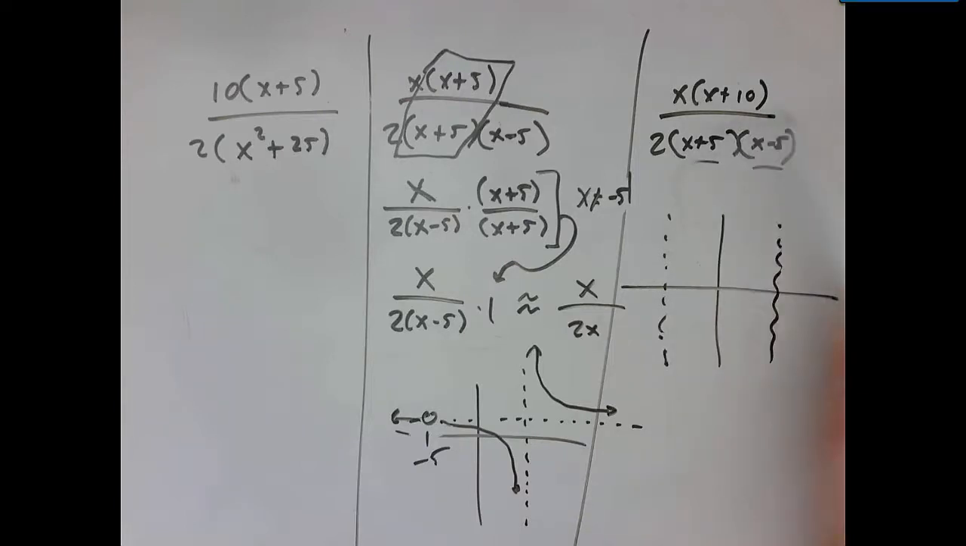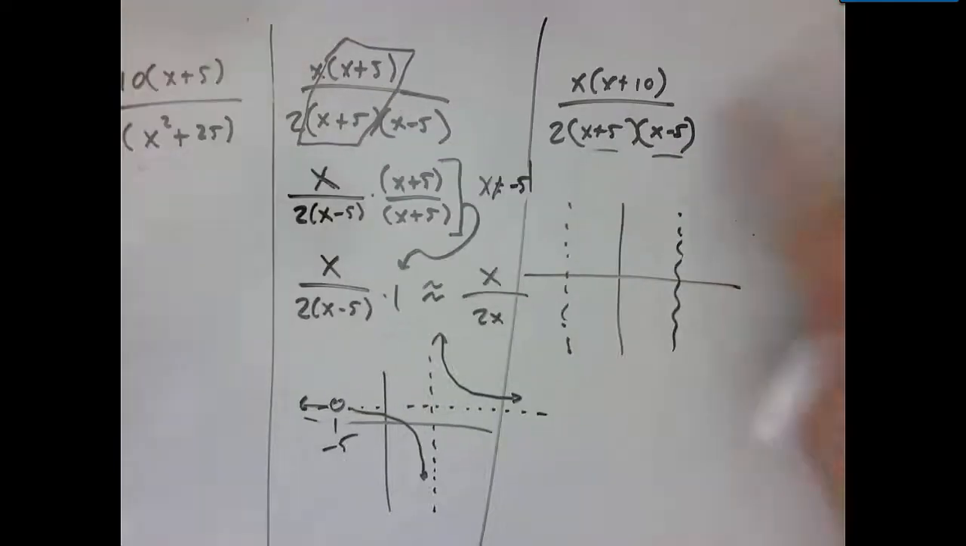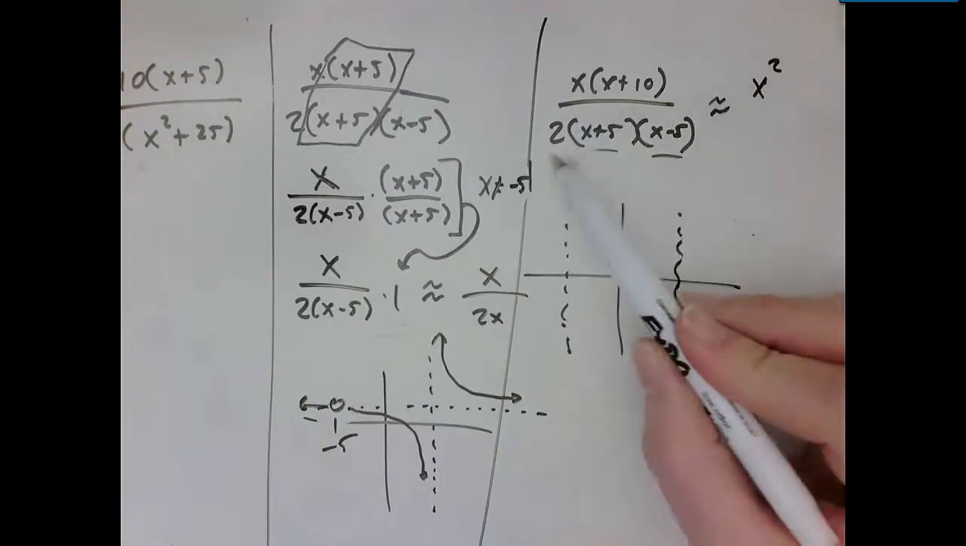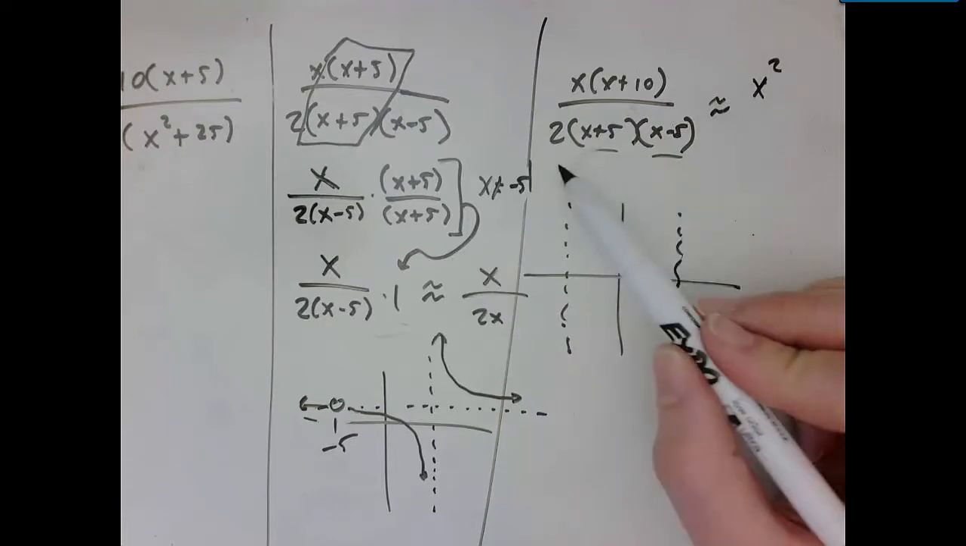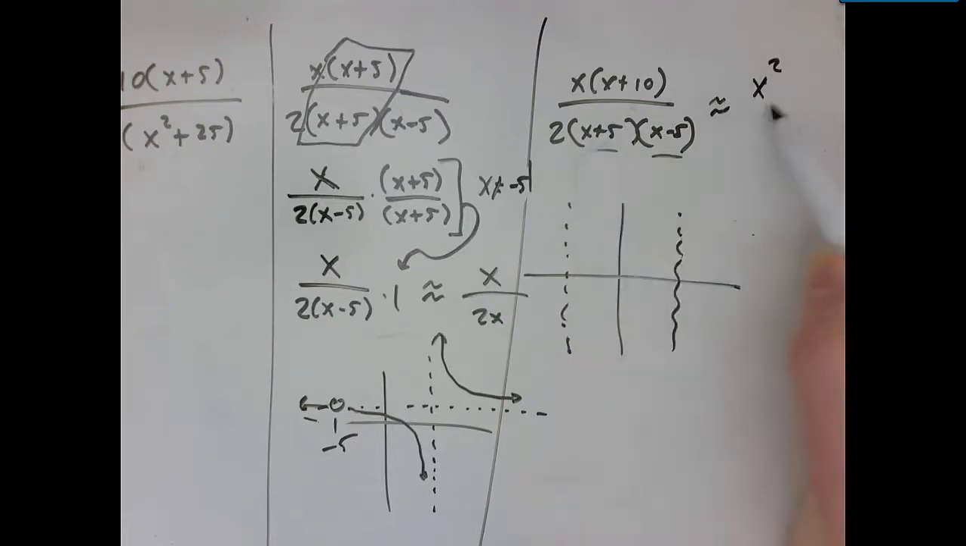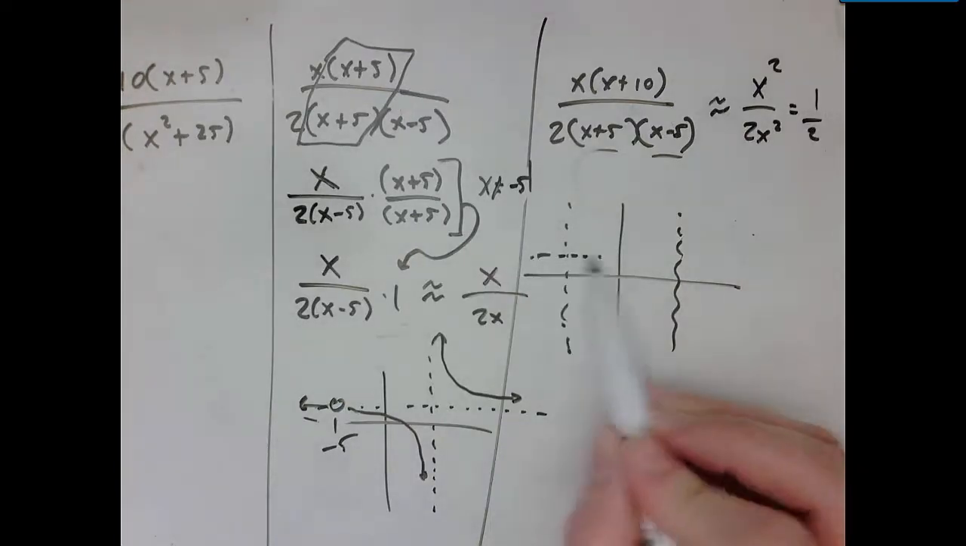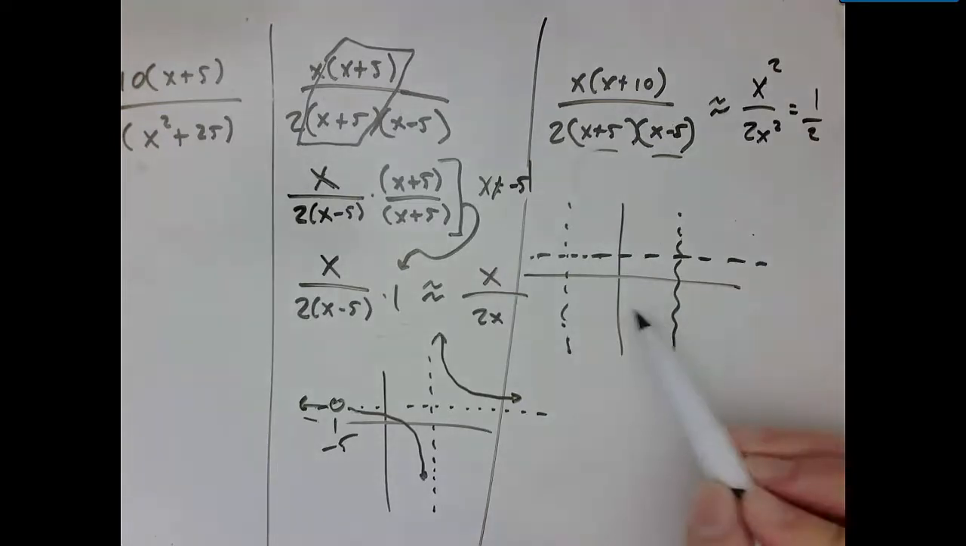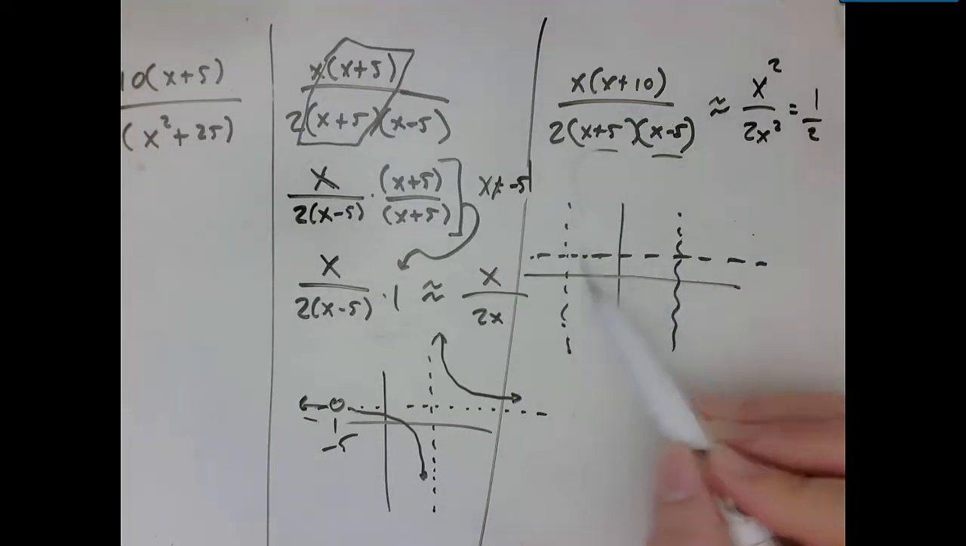If I multiply all of this out, it's approximately equal to the two dominating terms, which would just be x squared in the numerator. And if I were to multiply all of this out, I'd have a 2x squared term here. And so the horizontal asymptote here is exactly the same. It's 1/2. And then again, you could sort of plug in values to figure out where the middle bits are.